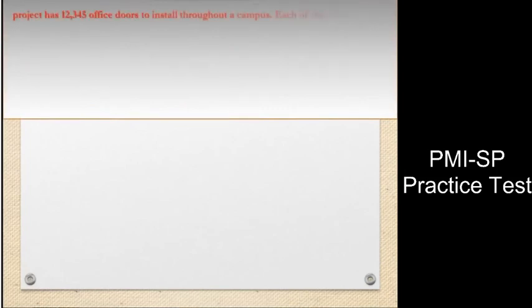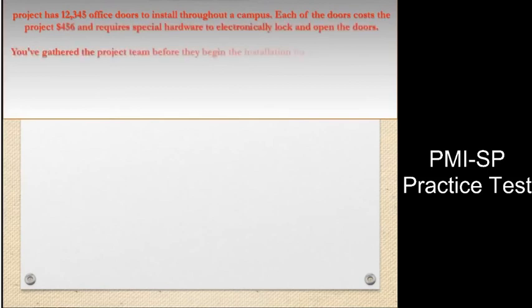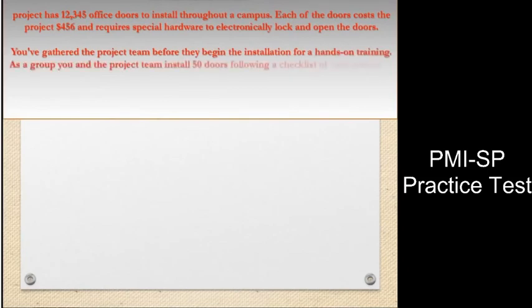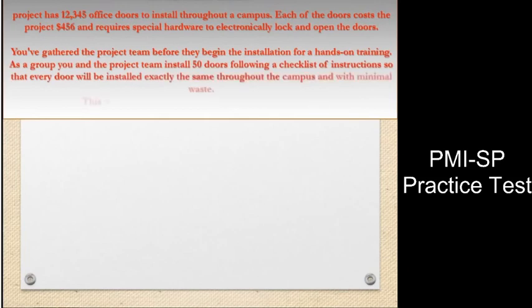Question. You are the project manager. This project has 12,345 office doors to install throughout the campus. Each of the doors costs the project $456 and requires special hardware to electronically lock and open the doors.